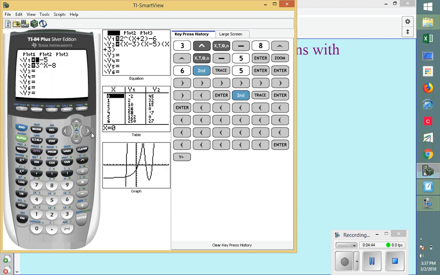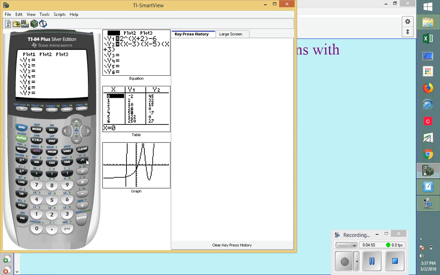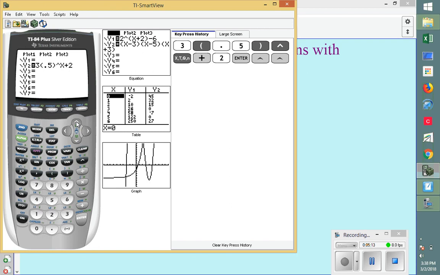So once again, y equals, I'm clearing what's in there. Let me go ahead and clear my history here so we can see. So I'm going to go ahead and enter the first equation, which is 3 times 0.5 raised to the x and then plus 2. And the other equation is x minus 4, the quantity squared, plus 1.